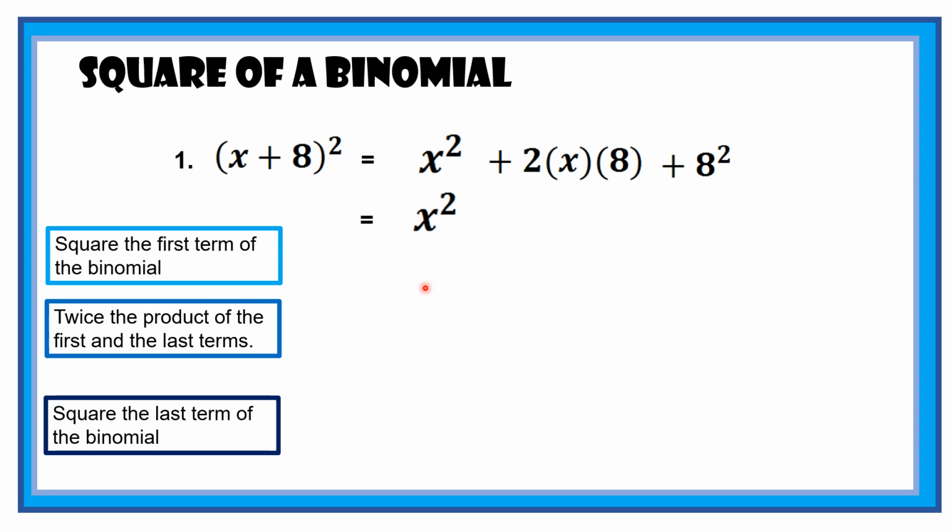So we have x squared, then 2 times x is 2x, times 8 we have positive 16x. Then square the last term, so we have 8 times 8, so we have 64. So this is now the final answer, x squared plus 16x plus 64.